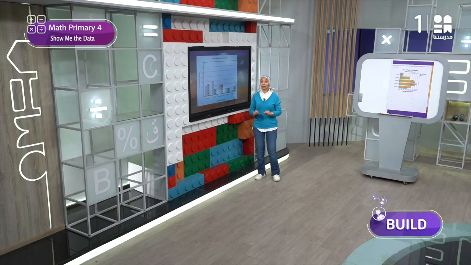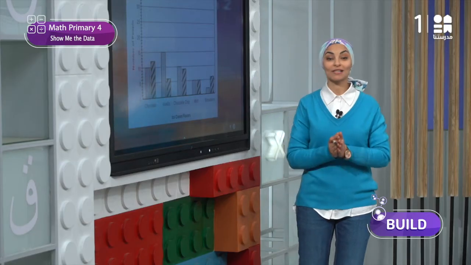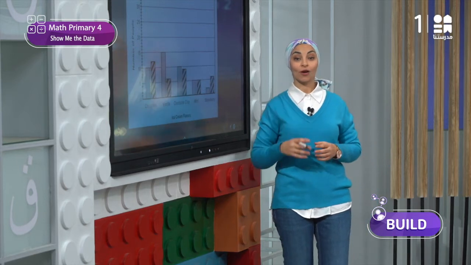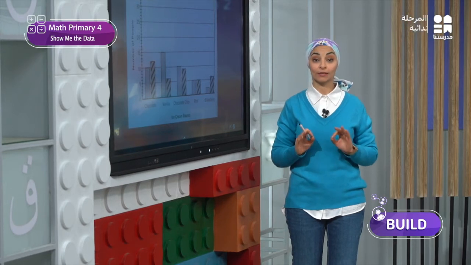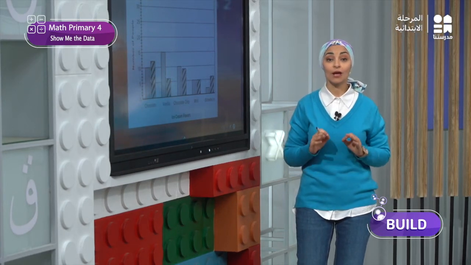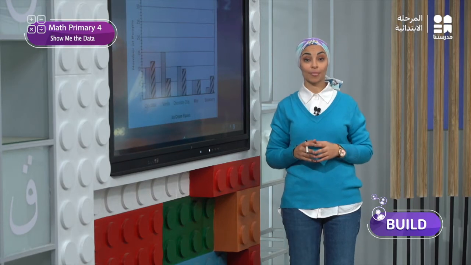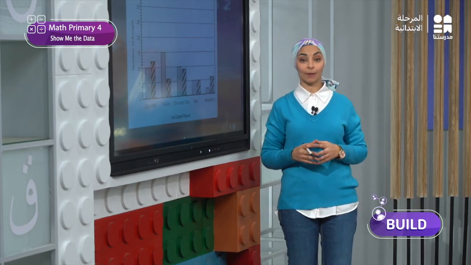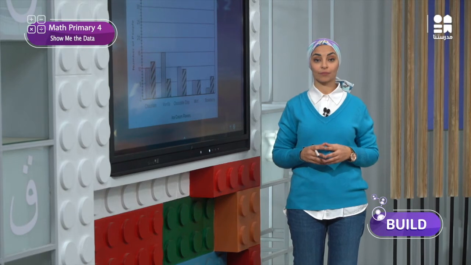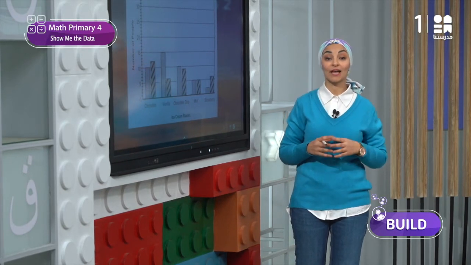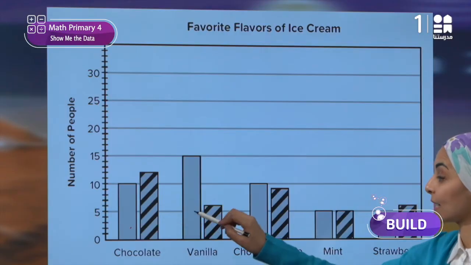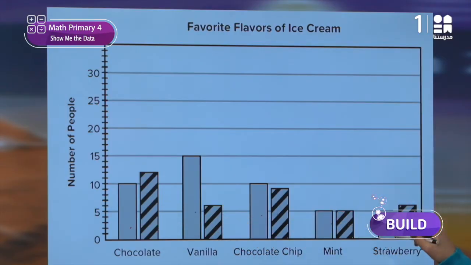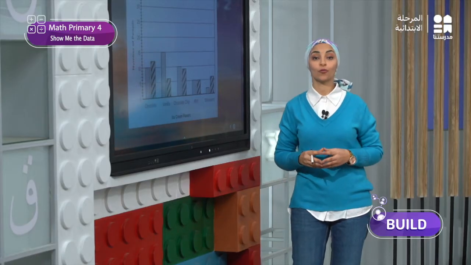طيب دلوقتي أنا متأكدة إن أنتوا كلكم لاحظتوا الsimilarities between the two graphs. For example مثلا الاتنين both graphs have the same title, flavors and scale. وكمان إيه ال differences between them؟ ال first graph has bars لكن ال second graph has a double bar زي ما احنا شايفين كده double bars. Okay, so one for boys and one for girls.